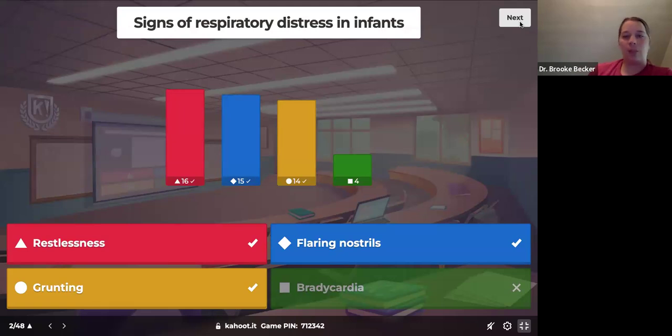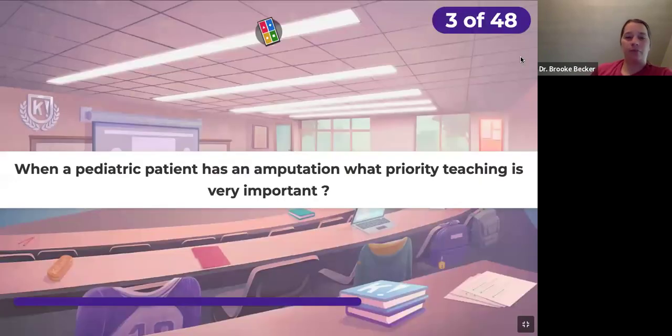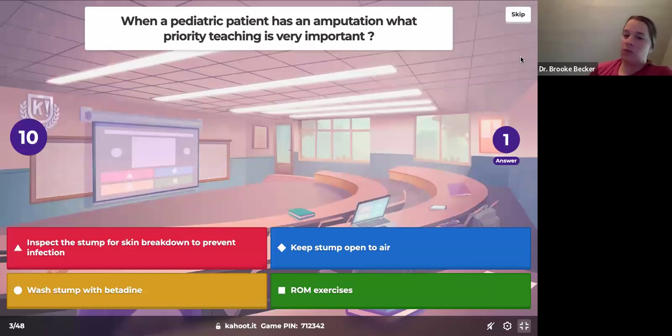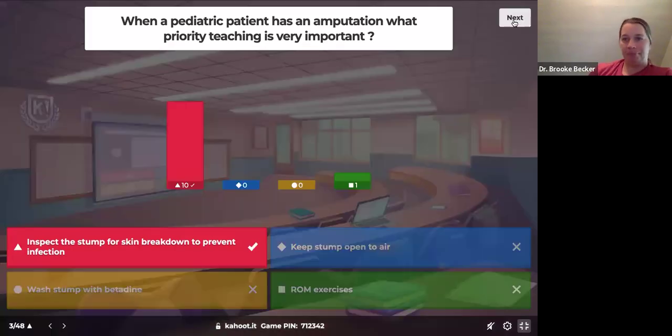Okay, when a pediatric patient has an amputation, what priority teaching is very important? Red is inspect the stump for skin breakdown to prevent infection. Blue is keep the stump open to air. Yellow is wash stump with betadine. Green is range of motion exercises. Yes, keep an eye on it for skin breakdown. That's your most important teaching.